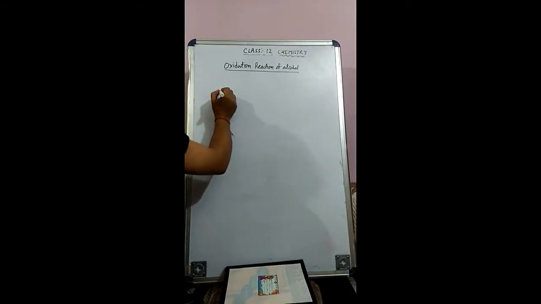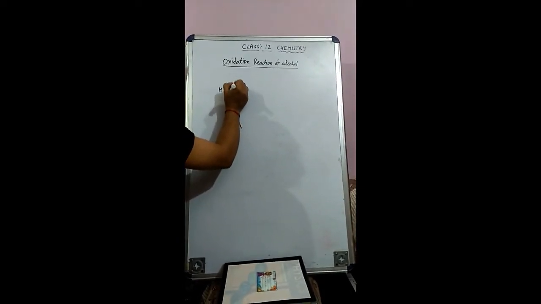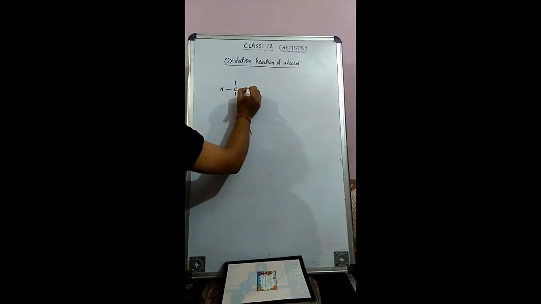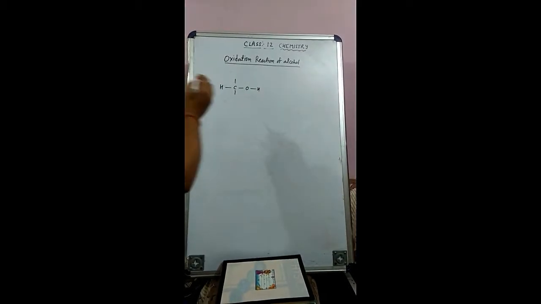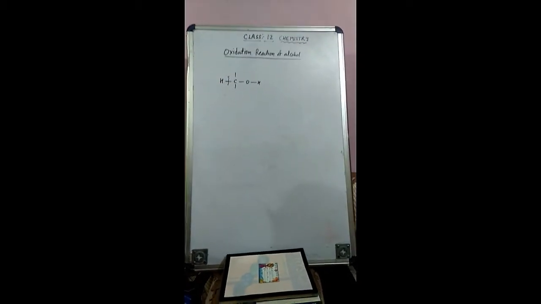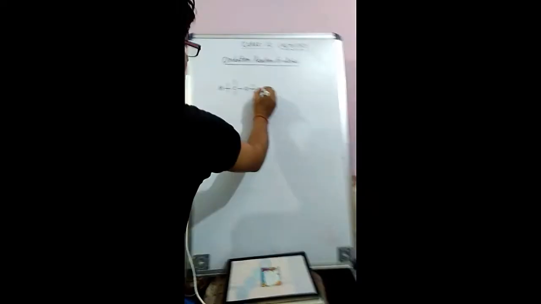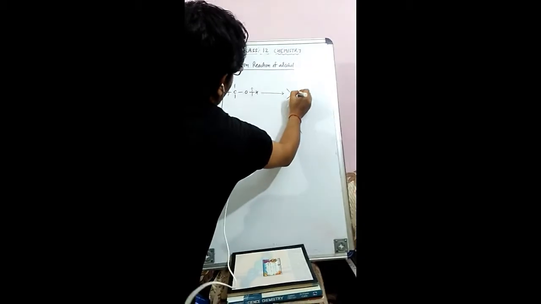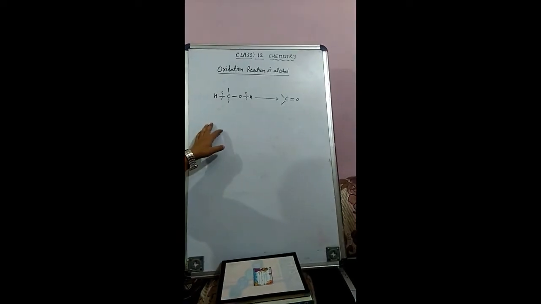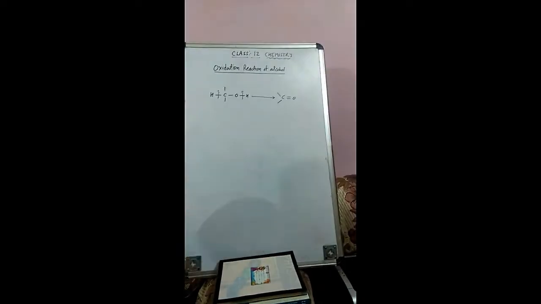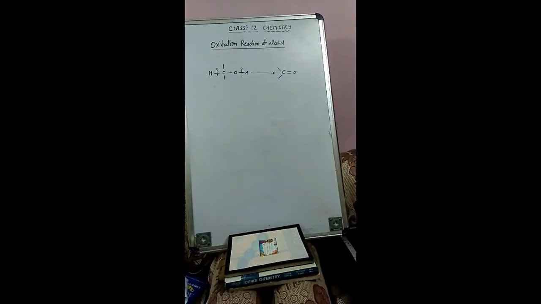Suppose I have an alcohol, H single bond C, with oxygen single bond H. Then the cleavage of the carbon-hydrogen bond and the cleavage of the oxygen-hydrogen bond take place. Due to this cleavage, a bond is formed between them, that is, a carbon double bond oxygen. That means during oxidation, the alcohol molecule is converted into a carbonyl compound. A carbonyl compound can be an aldehyde, a ketone, or a carboxylic acid.